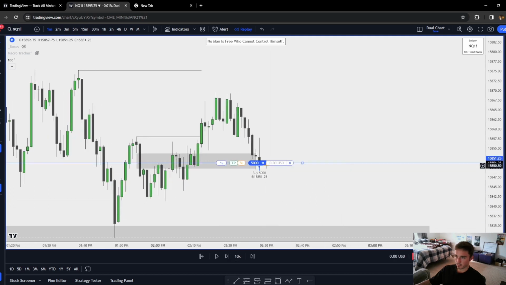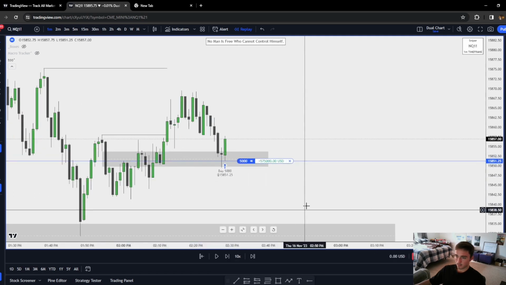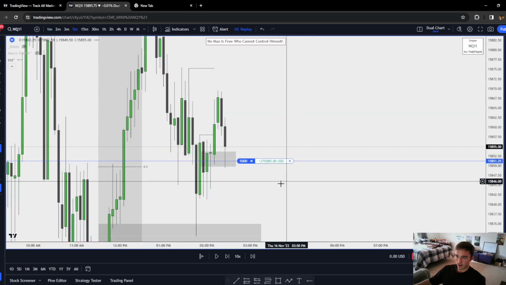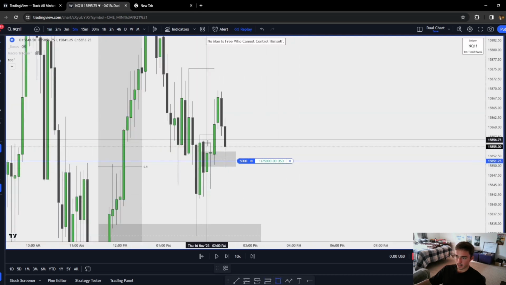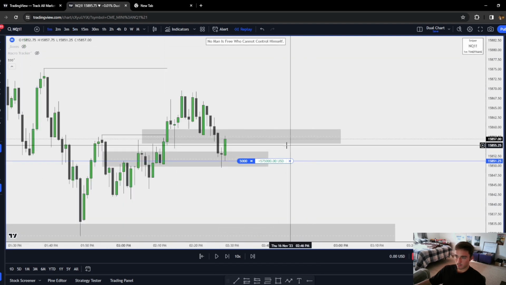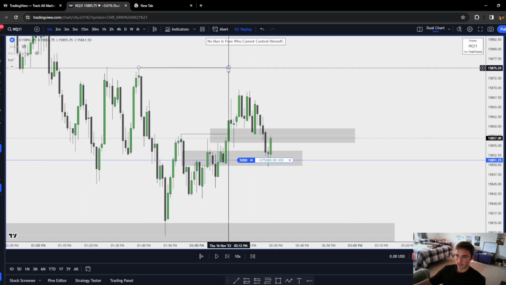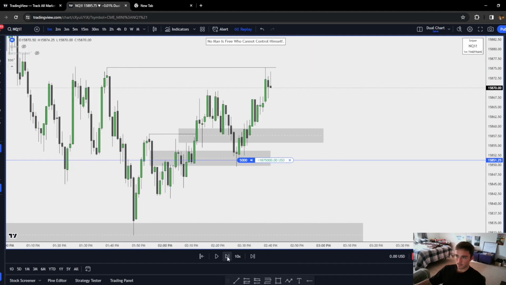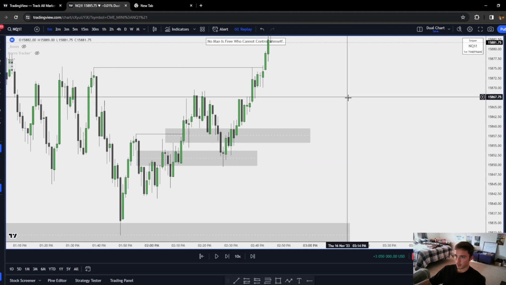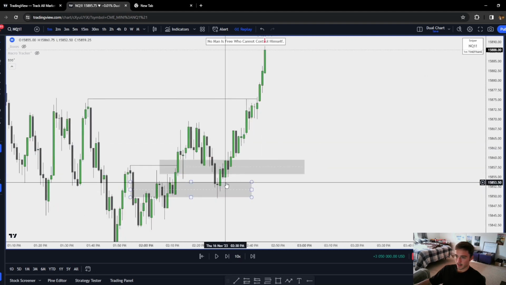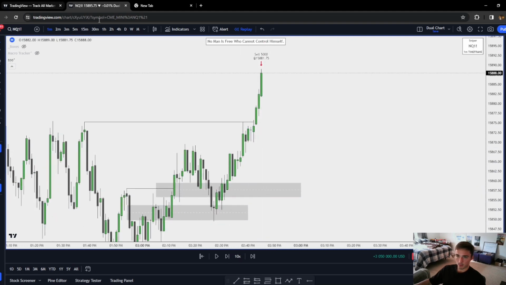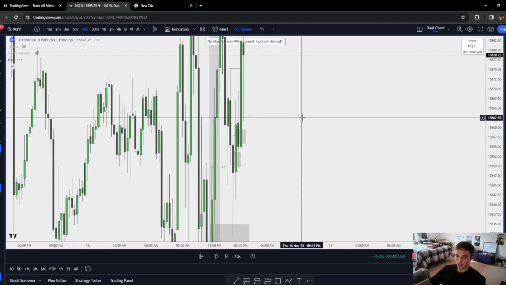There you go. You can get your buy here. Do we have a 5-minute? Yeah, we have a 5-minute right here as well. Boom. So now we are waiting to see if price wants to return to this high. Equal highs, there we go. So right there, if you took it on the inverse, that is a 30-point trade on NQ.